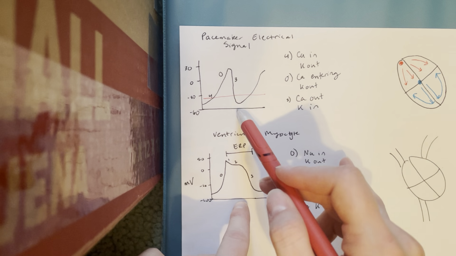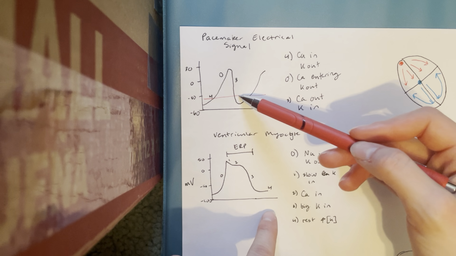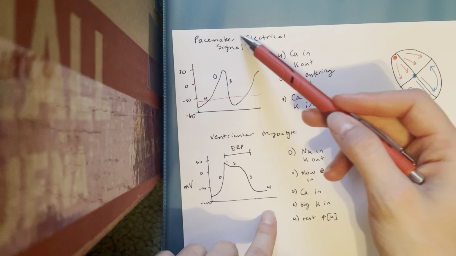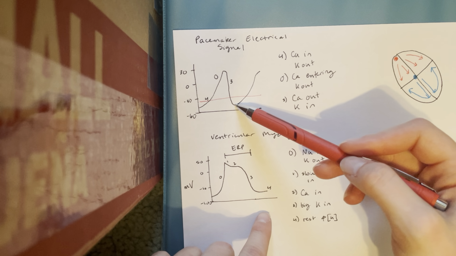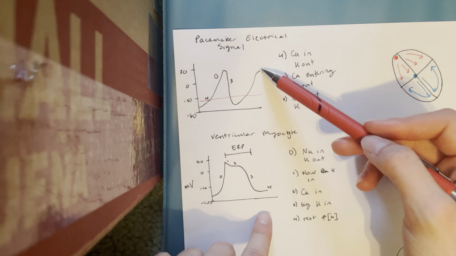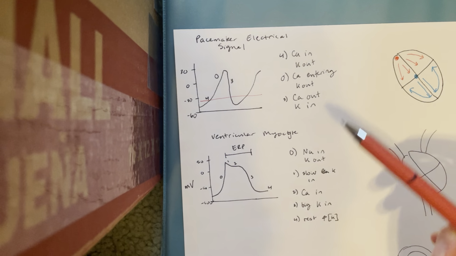As we go into phase 3, the calcium is exiting and the potassium is coming back in to return it to normal. Now, with these pacemaker cells, like I said earlier, it happens very quickly, so there's not much time where it'll sit at its resting potential. So we instantly go back into our depolarization.